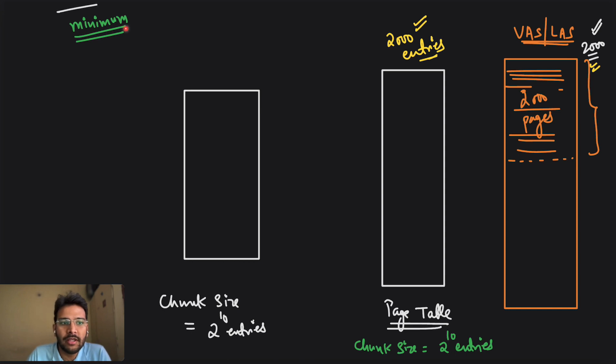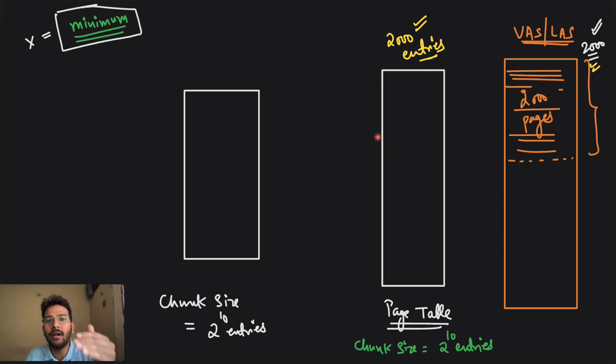Now, if I want to find the minimum chunks possible, how can I find it? Can I say minimum chunks possible would be when in fewer chunks, I will be having more entries? That means they are more compact, they are more contiguous, they are not spread over the entire page table. Are you getting this point? Yes or no? So if 2000 entries are there and chunk size is 2 raised to power 10 entries, can you tell me minimum how many chunks would be present at this innermost level?